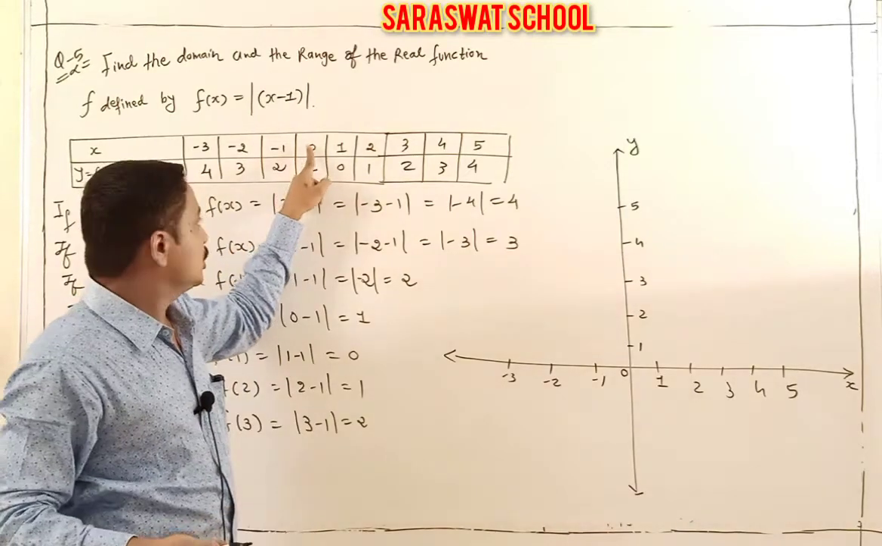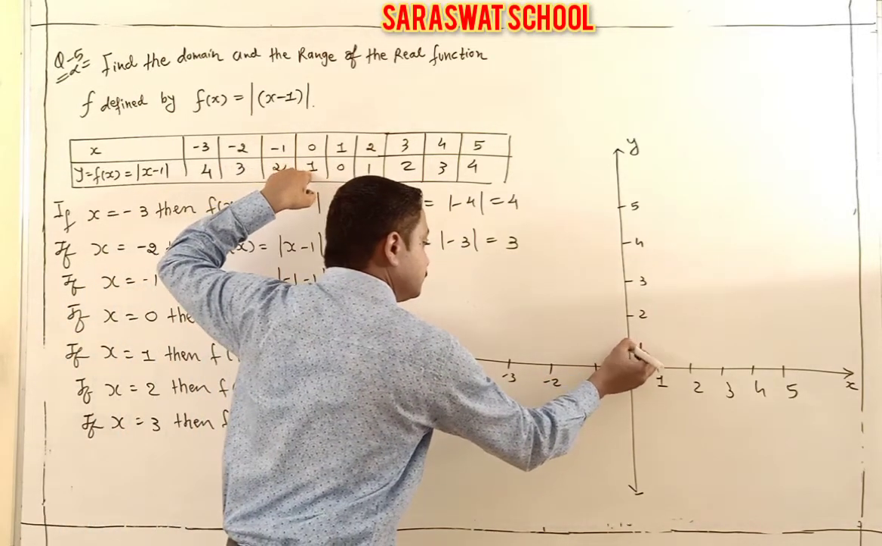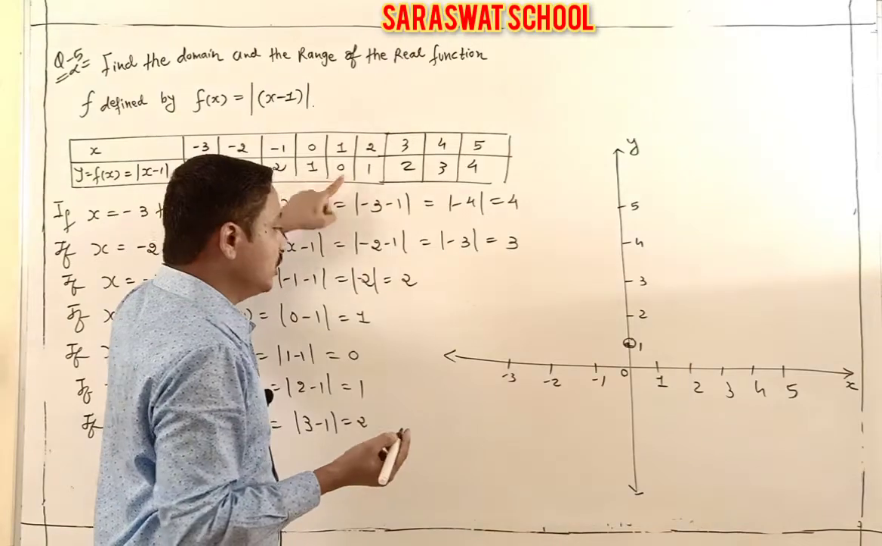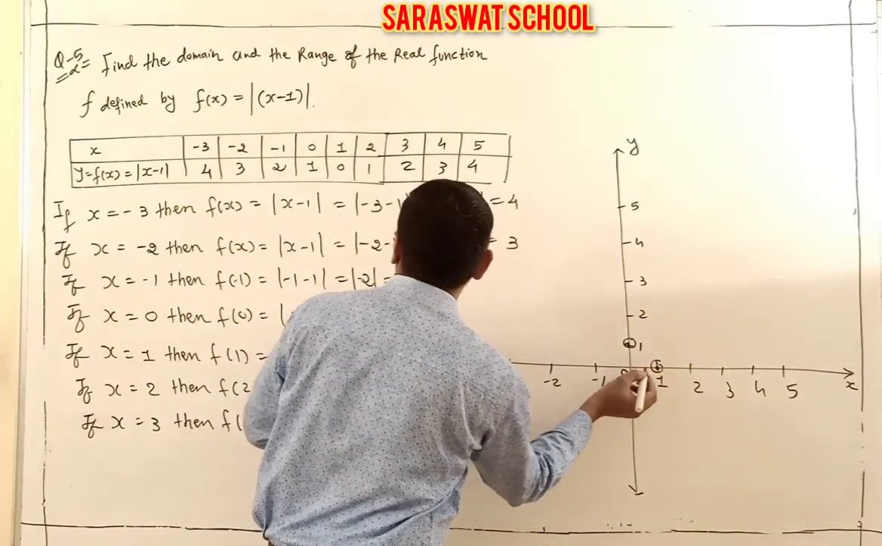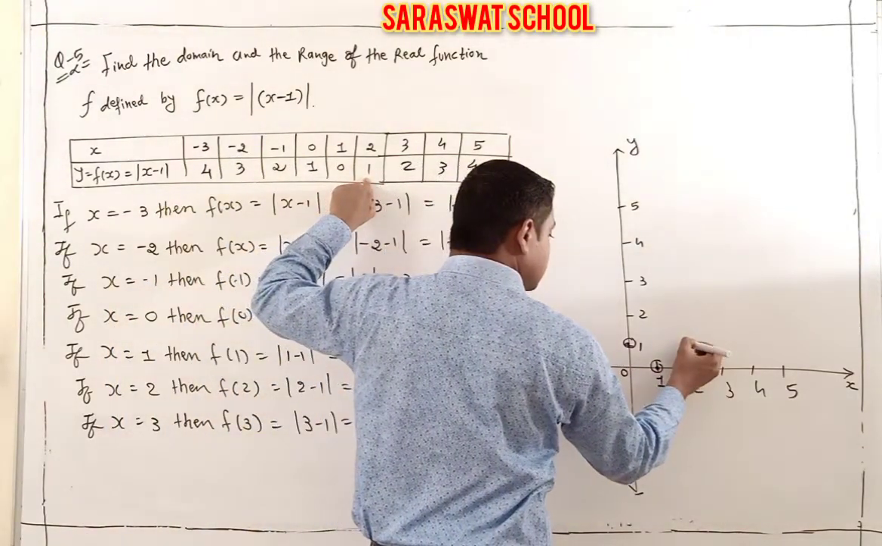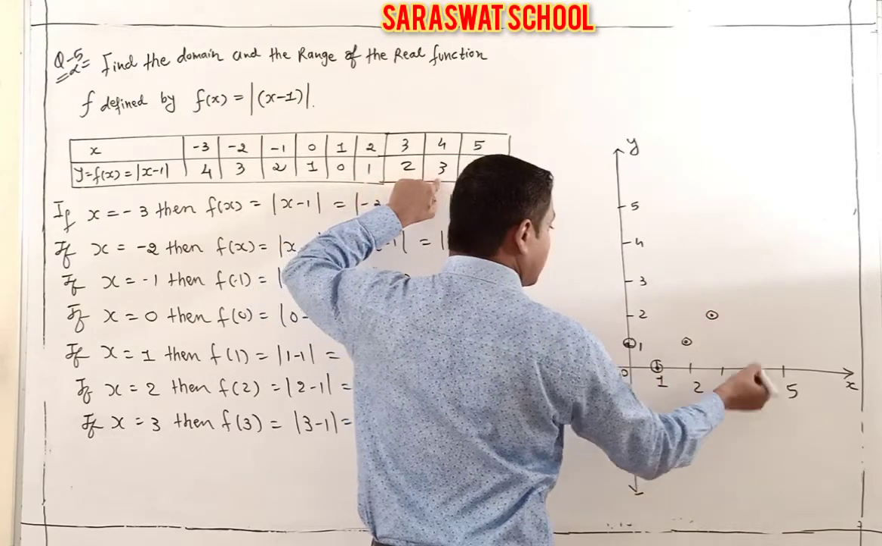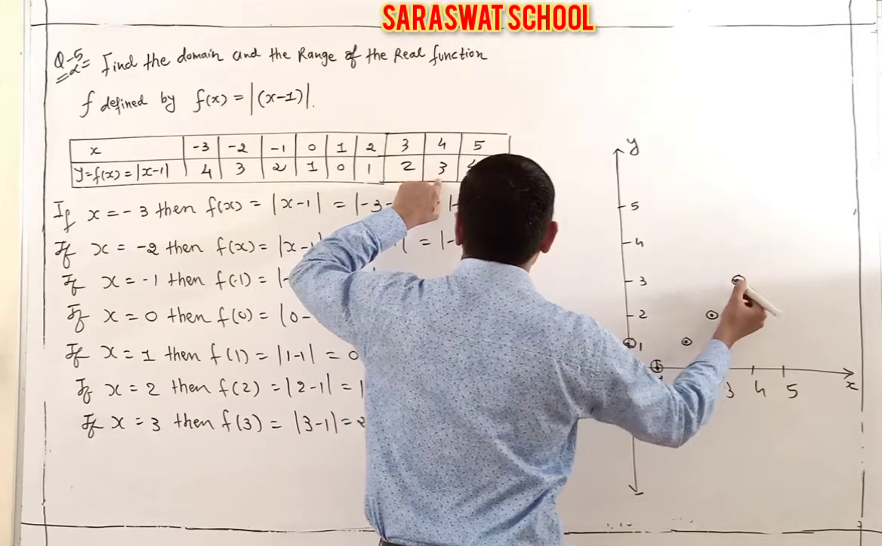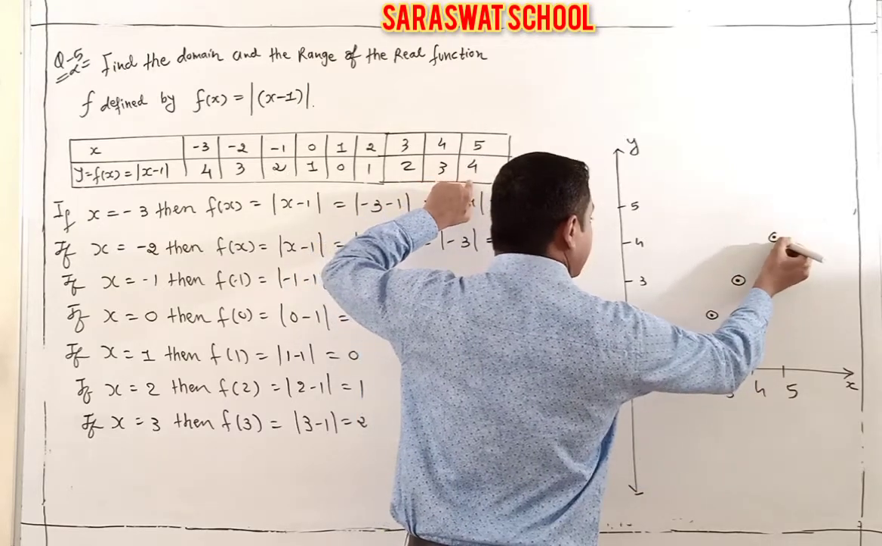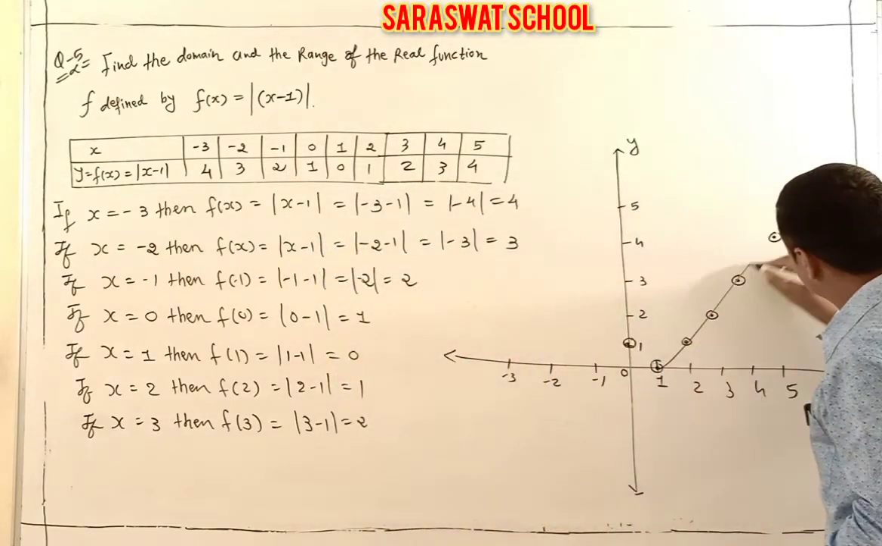Start with 0: 0 then 1, here. 1 then 0, here. 2 then 1, that one. 3 then 2, this one. 4 then 3, exactly here. 5 then 4, exactly here. And this side is running as straight lines.